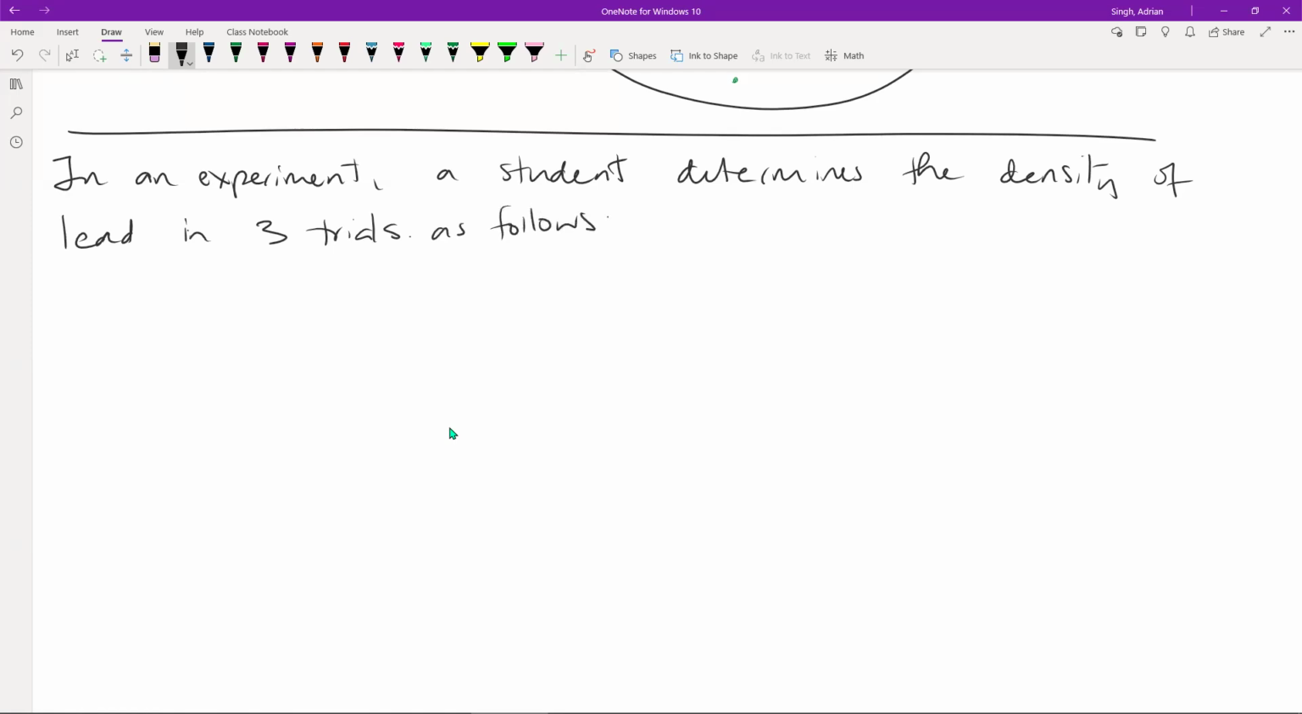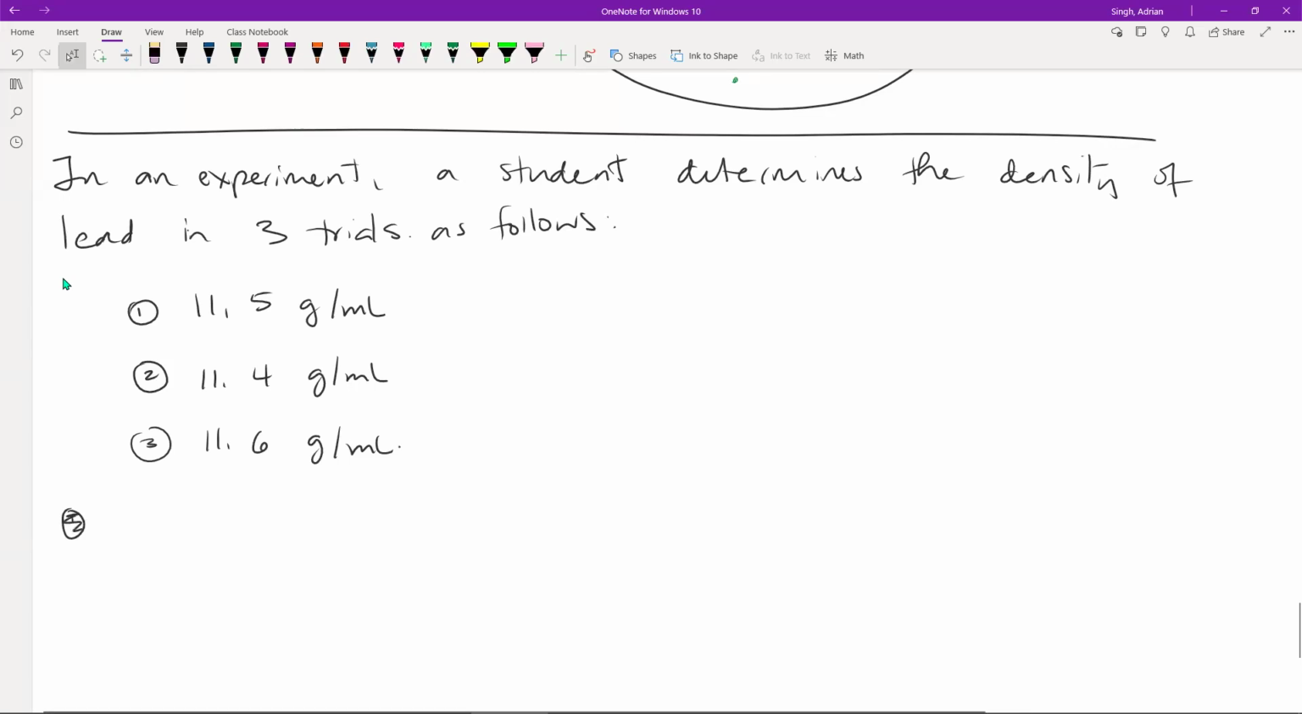So they got 11.5 grams per mil, trial 1. Trial 2, they got 11.4 grams per mil. Then trial 3, they got 11.6. Okay, so we can do a couple things with this. First thing you want to do is we can calculate the average density of lead, and then calculate the percent error.